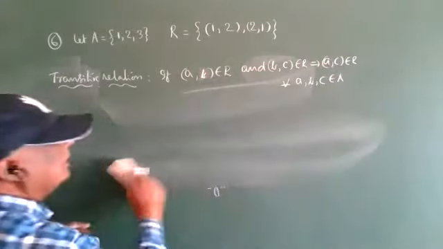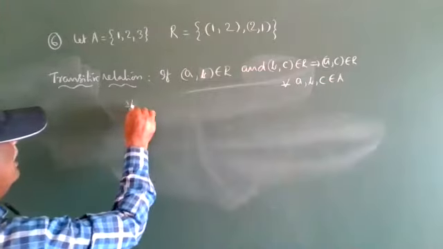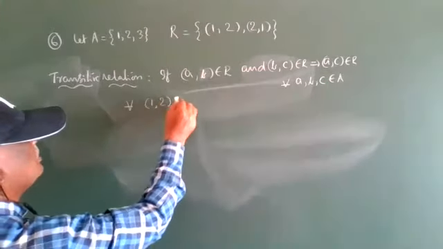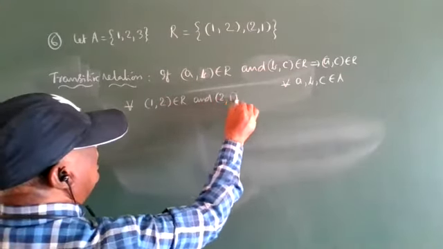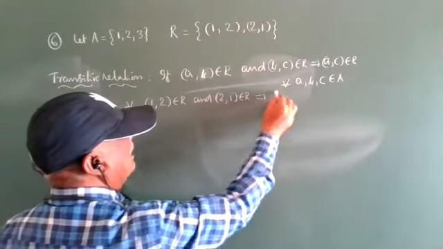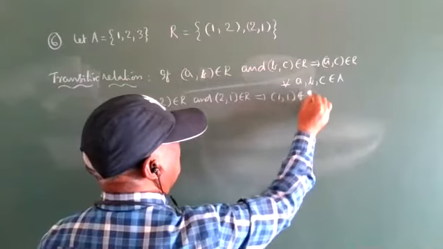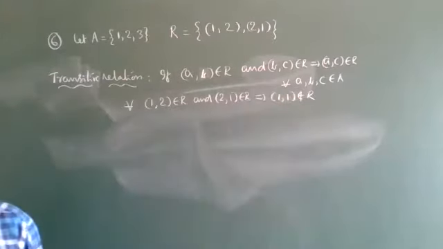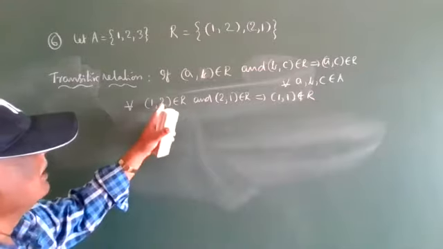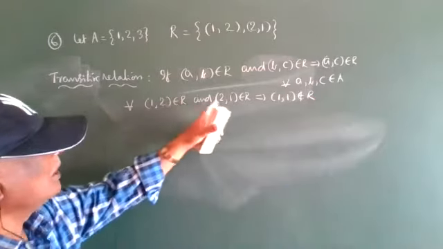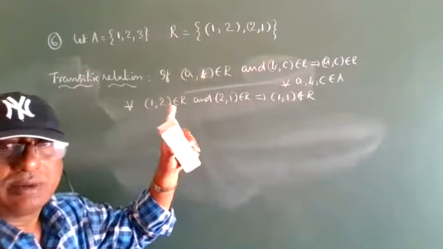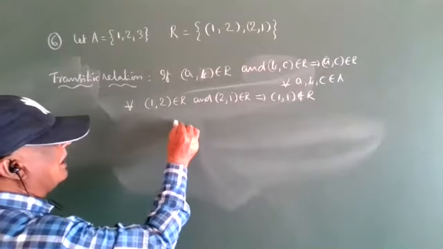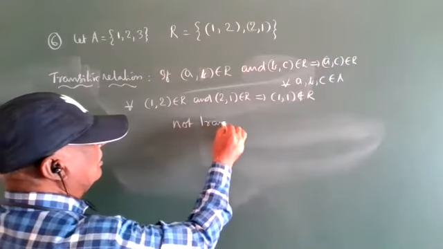Now work it out. So here, see, (1, 2) belongs to R and (2, 1) belongs to R, but (1, 1) is not in R. Okay? So see, (1, 2) belongs to R, (2, 1) belongs to R, but the first and the last element, (1, 1), does not belong to R. Therefore, not transitive.